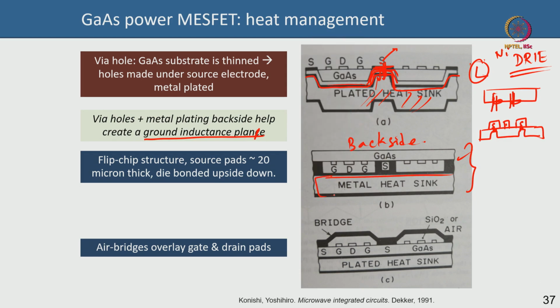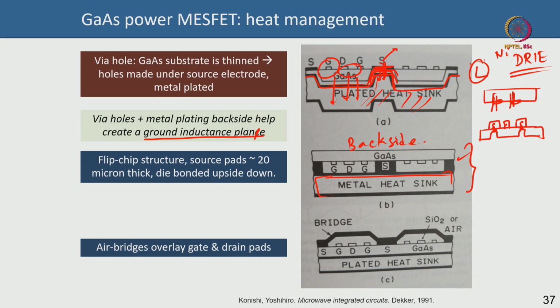Now, what is the advantage? The advantage is that your heat is generated on the top actually, in the gate drain region or the source drain region is where you are generating the heat, and because you are taking the heat down here, it has to cover a large distance of say 100 micron of gallium arsenide with a very poor thermal conductivity, which is not the best of scenarios.